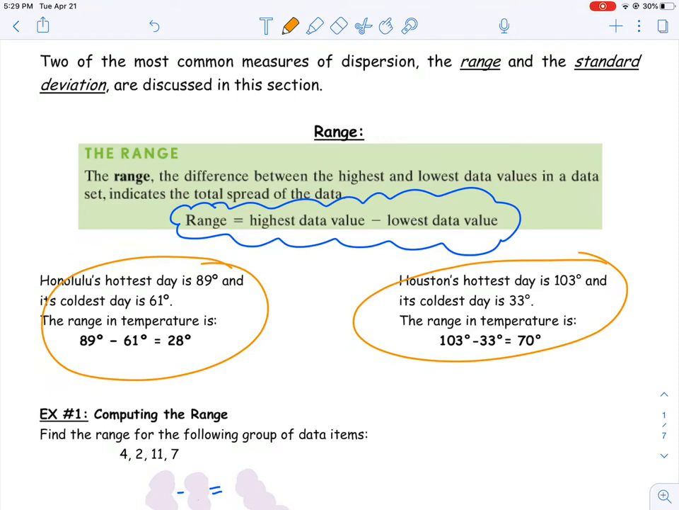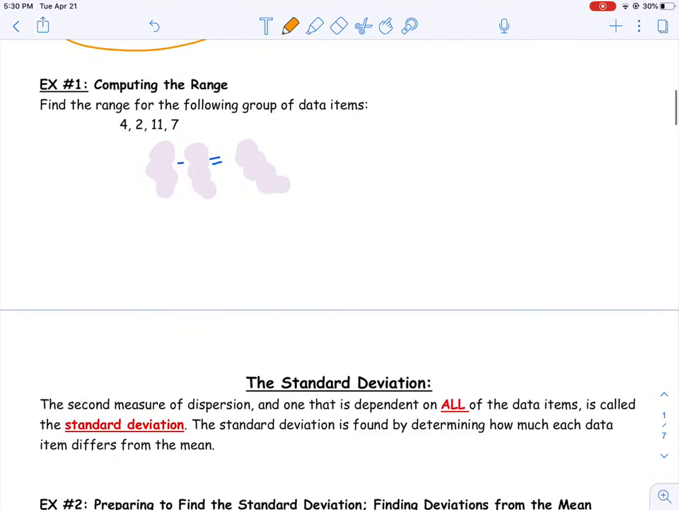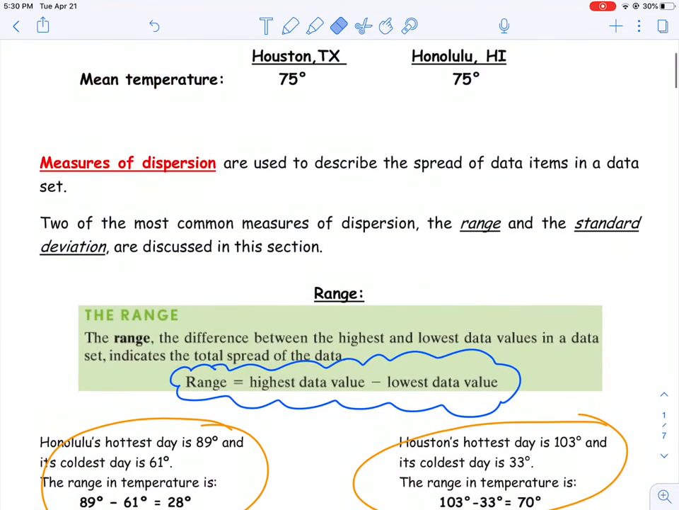It's really the highest data value minus the lowest data value. So you can see how far spread the data items are. If I give you a set of data, for example, in example number 1, and I ask you to find the range, you're simply going to take the highest number, take the lowest number, and subtract them to get a range. In this example, the range would be 9. That's one measure of dispersion.